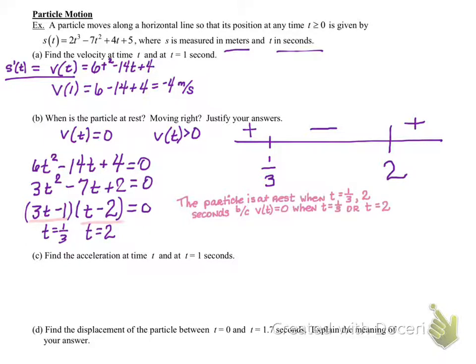Okay, the particle is at rest when t equals 1/3, 2 seconds. I think you really need the word or there, because it can't be 1/3 and 2 at the same time, because the velocity of t is 0 when t equals 1/3 or t equals 2.